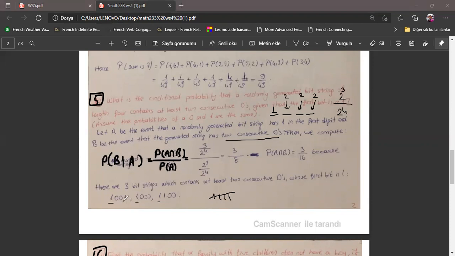So what are the possible outcomes? They are these ones. We just try how many possible outcomes there are to find that. So we have 3 possible such bit strings. Thus we have 3 over 2 to the 4. Why 2 to the 4? We have how many ways we can generate bit strings of length 4? It's 2 to the 4. So we have this in the numerator. Okay, thus if we simplify, we will have 3 over 8.